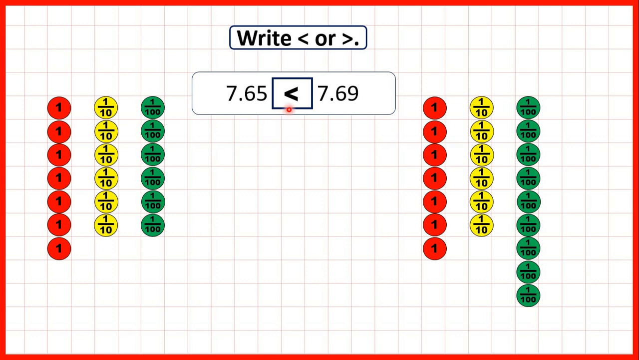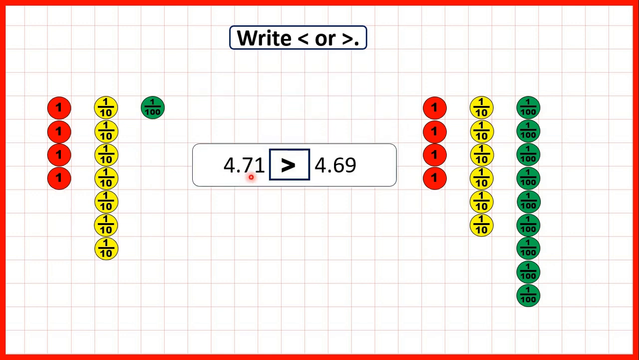We can show what we were comparing with place value counters. So 7.65 is smaller than 7.69 because 7.65 only has 5 hundredths and 7.69 has 9 hundredths. 4.71 is larger than 4.69 because both numbers have 4 ones, but because the first number has 7/10ths, that's larger than any number with only 6/10ths.